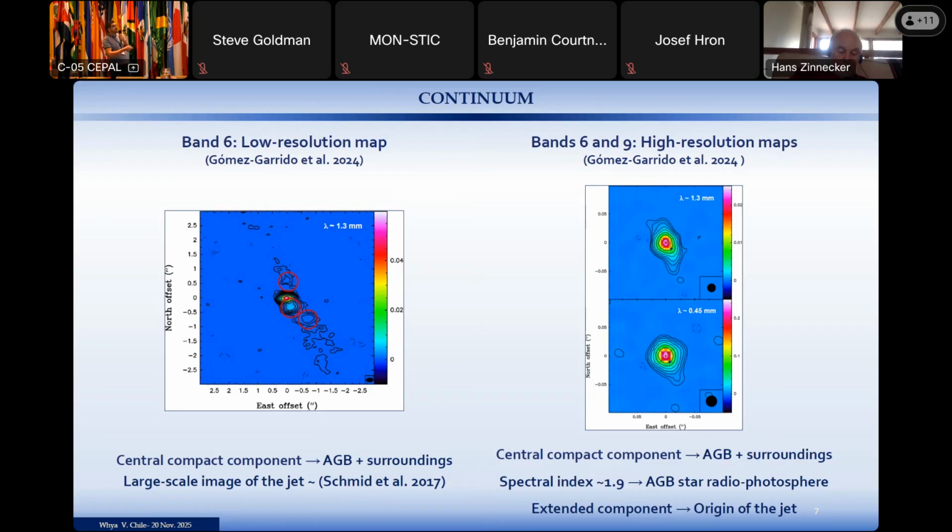And here you can see an extended component. This is probably the origin of the jet, the closest region of the jet emerging from the white dwarf, from the accretion disk. However, because the jet, the white dwarf, and the AGB star are very close in the sky, we cannot separate both components, so we cannot be sure.